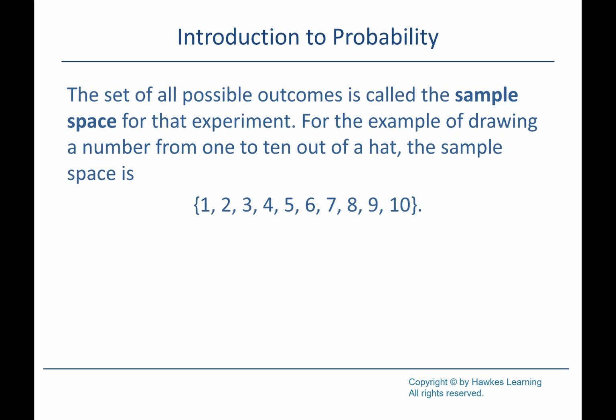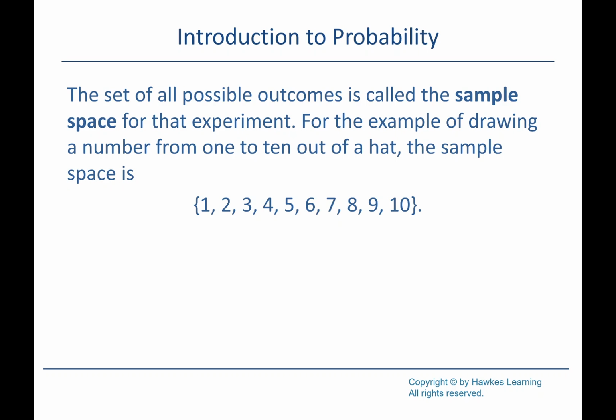So the way we do that, we list them all out, we put them inside of brackets, and we separate each one with a comma. Hopefully that looks familiar. We're writing them down like a set. Right? So we write a sample space like a set, and we're just listing all the possible outcomes. Okay. So if we're drawing 1 to 10 out of a hat, our outcomes are the numbers 1 through 10. Okay. That would be our sample space.